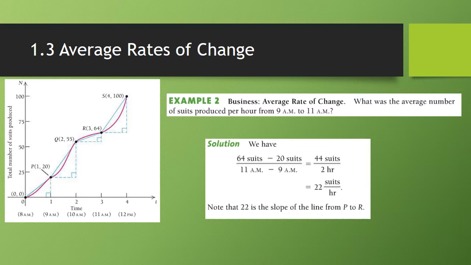Okay, so we have 64 suits that were produced by 11 and 20 that were produced by 9, so 64 minus 20 gives us 44. Those were done between 11 and 9, so that's 2-hour time, 22 suits per hour. And notice that 22 would be the slope. If you were to draw a line between P and R, 22 would be the slope of that line. It's the y value minus the y value over the x value minus the x value.